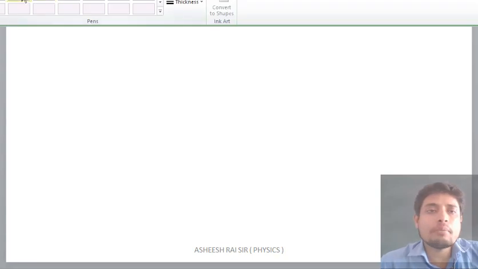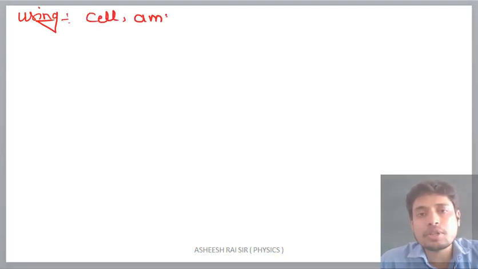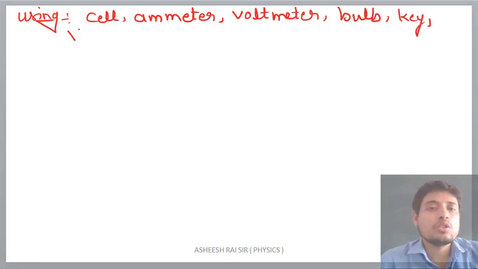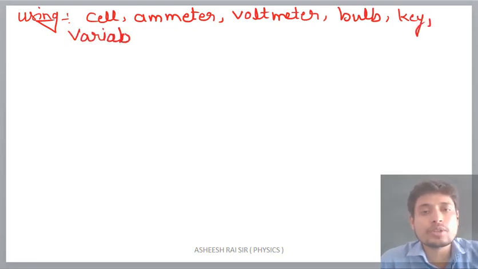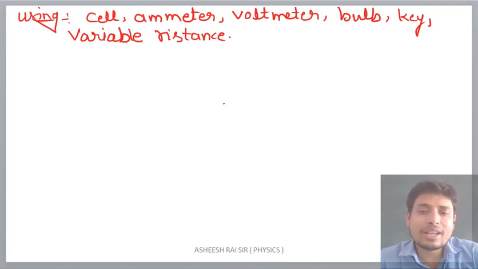Now I am using some symbols and I will draw a meaningful electrical circuit using the symbols of cell, ammeter, voltmeter, bulb, key, and variable resistance or rheostat. Okay. Let's draw the meaningful circuit.